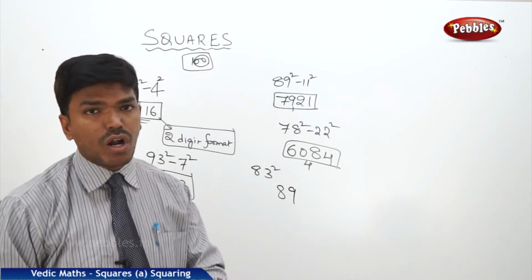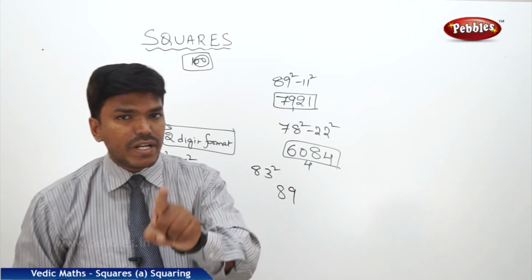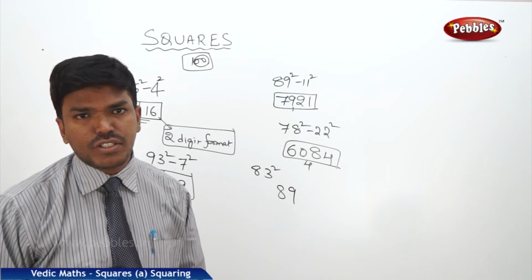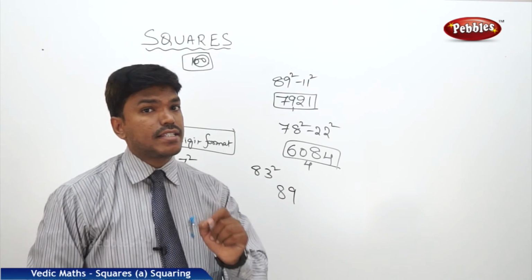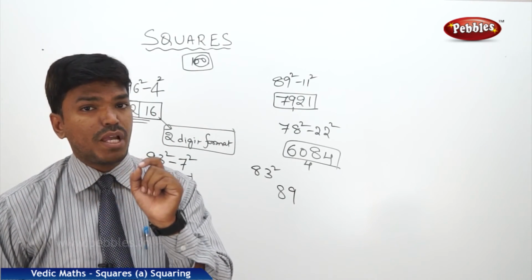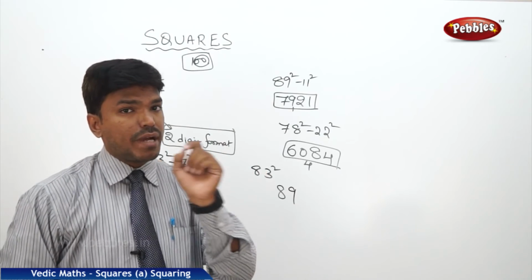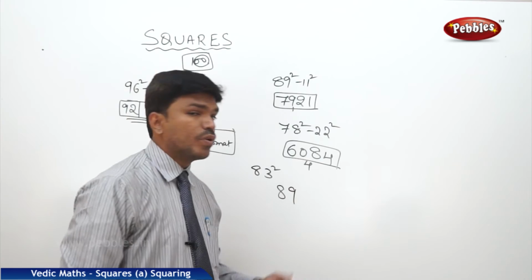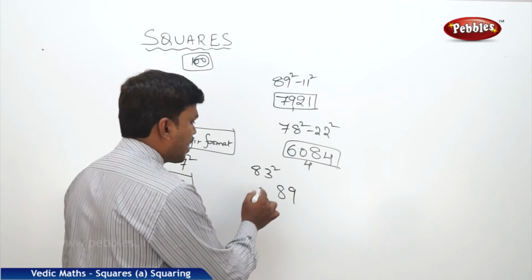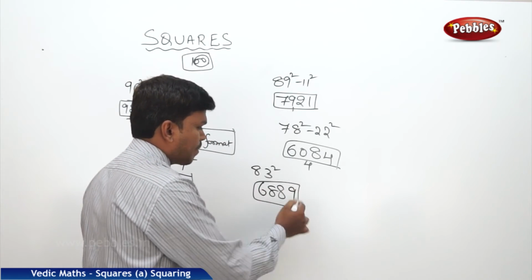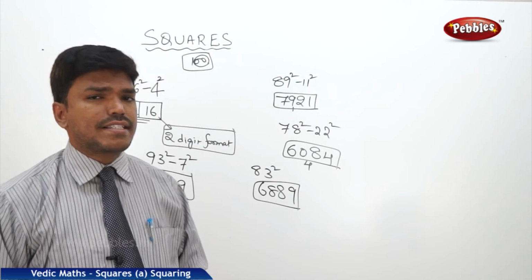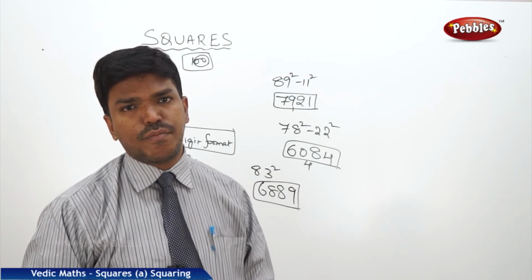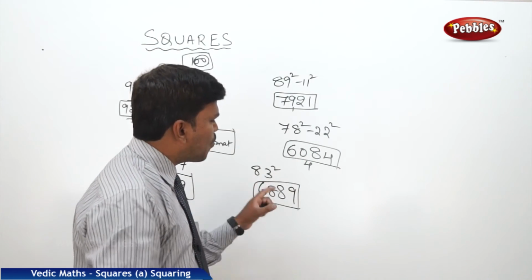Now I need to subtract what? I need to subtract 17 from 83. So 83 minus 17. How much? It is 66. You should be able to calculate this one in the mind. And what is the carry we got here? 2. 66 plus 2? 68. So the answer is 6889. That's why I said, if you know until 30 squares, it is very easy to calculate until 130 squares in the mind.